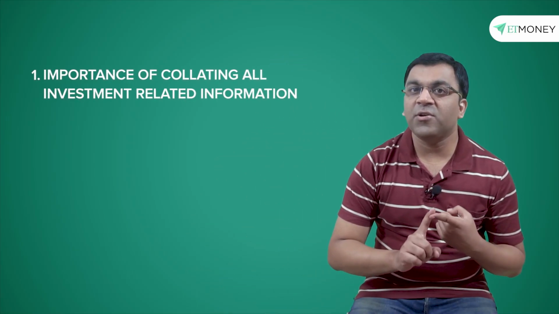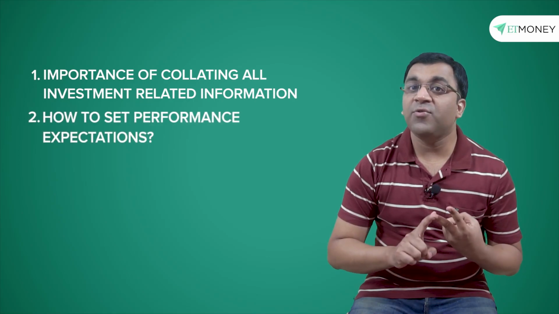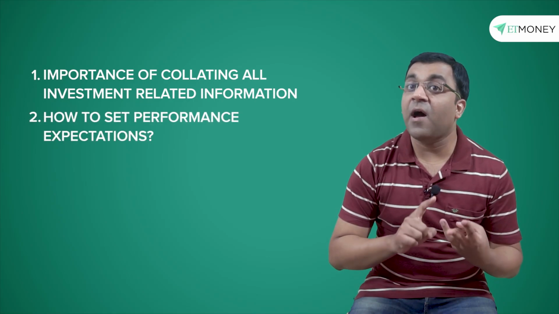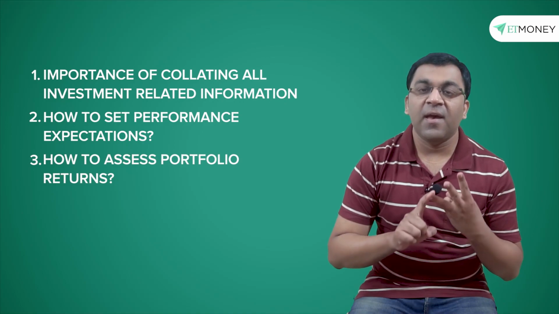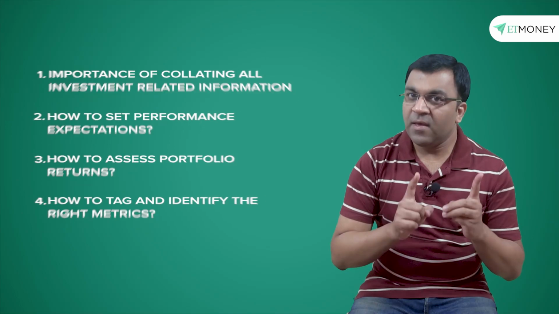In part 1 of the video, we looked at the first 4 steps, which included the importance of collating all investment related information, how to set up performance expectations, how to assess portfolio returns, and also how to tag and identify the right metrics. In this video, we continue from where we left off and now move on to step 5 of the process, which looks at how one can select the ideal funds for investing or retaining within one's portfolio.